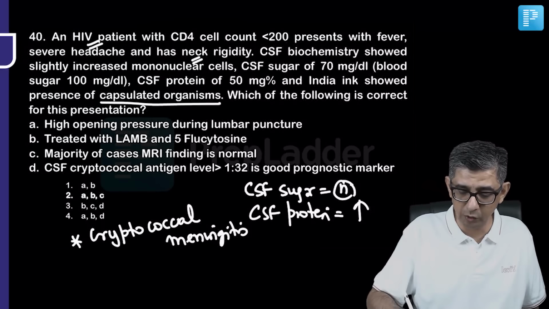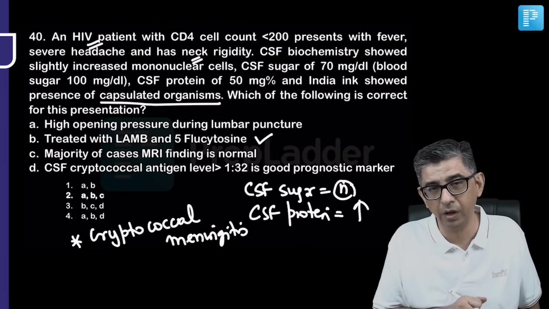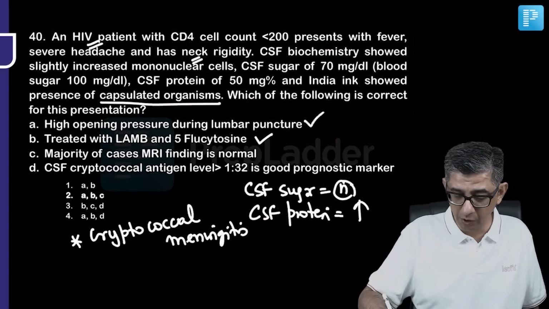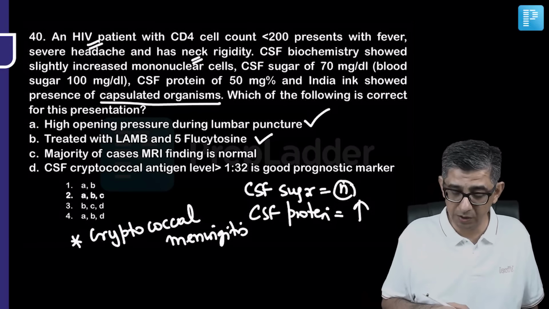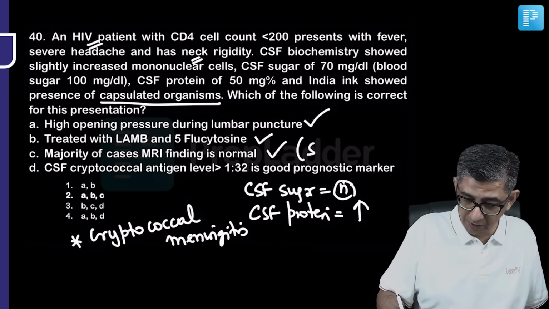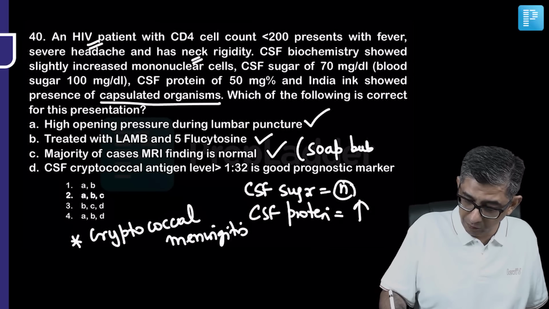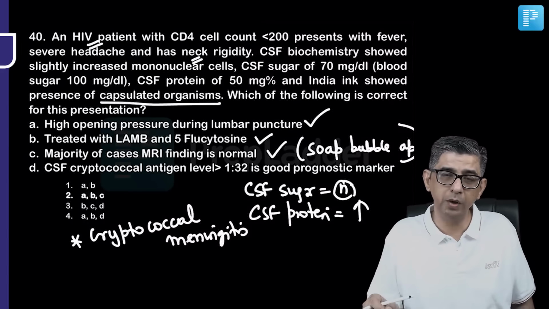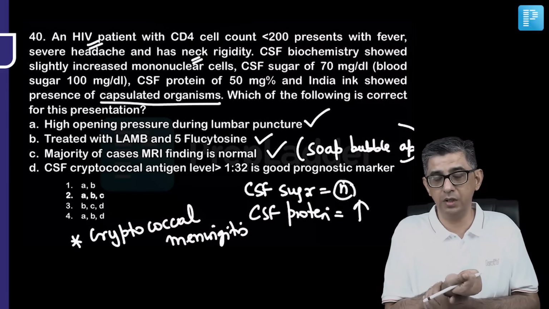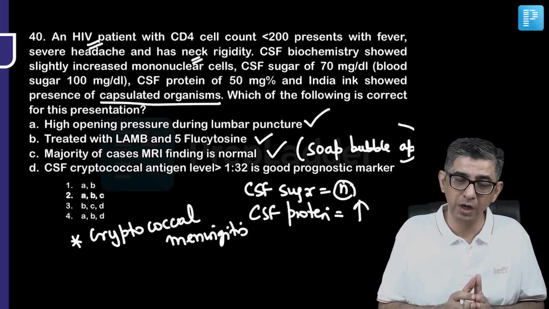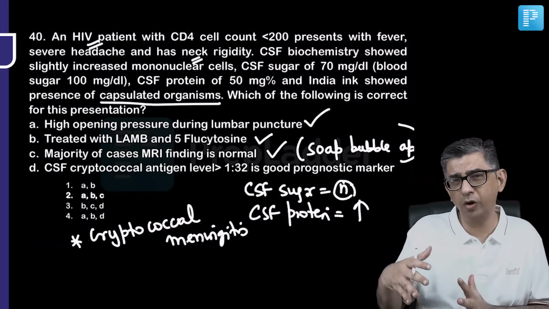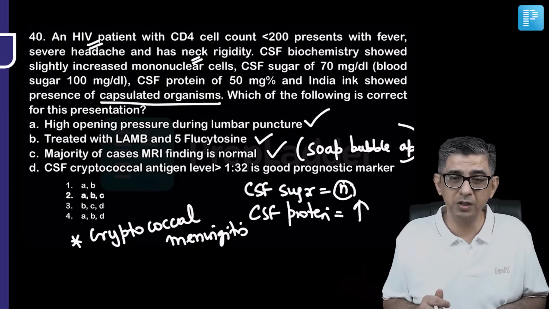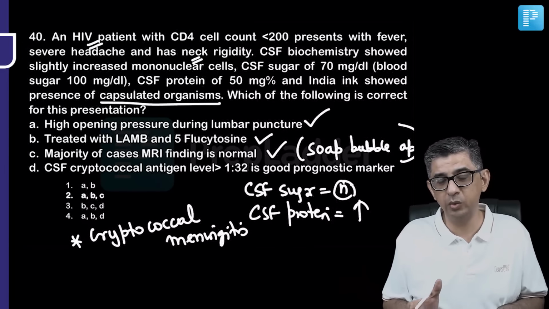You would give these patients liposomal amphotericin B and 5-flucytosine. Because there would be an irritation of the choroid plexus and inhibition of reabsorption of CSF, the pressure in the brain would be elevated. In the majority of cases, MRI can be normal. You see, in the routine video, I've talked about a soap bubble appearance on an MRI head, but you're not going to see it regularly. So soap bubble appearance on an X-ray of the distal end of the radius is osteoclastoma, but soap bubble appearance on an MRI head is cryptococcal meningitis, but that would be in a very florid infection, a very late presentation. In the majority of cases, it would be normal. D says cryptococcal antigen level more than 1/32 is a good prognostic marker.